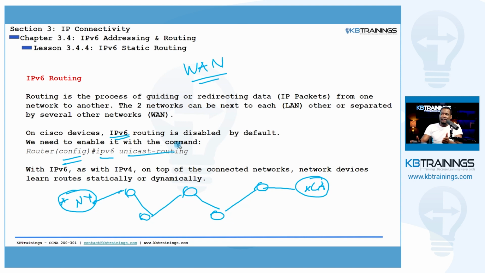When I was preparing this, I did some lab where I forgot to enable this in one of the routers, and I couldn't do anything. I had to track the issue, and I found out that I didn't activate IPv6 routing on a certain router. So this is something very important. We're going to do it in the lab.